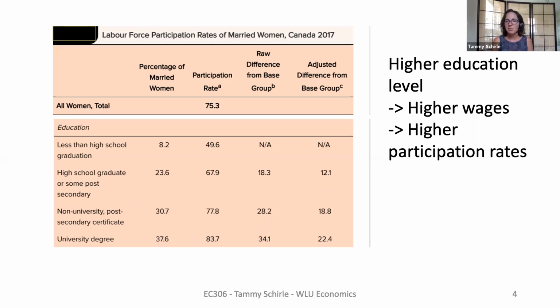Some of that difference may be related to things like age, their children's age, or even their spouse's income, so we can control for those in a regression here and show the adjusted differences between groups in that last column. Even after the adjustment, the participation rate of women with university is 22.4 percentage points higher than those with less than a high school graduation. Now, since the higher education is associated with better wages, this positive relationship that we see here between education and participation is consistent with our model.